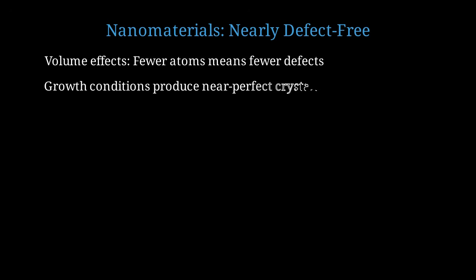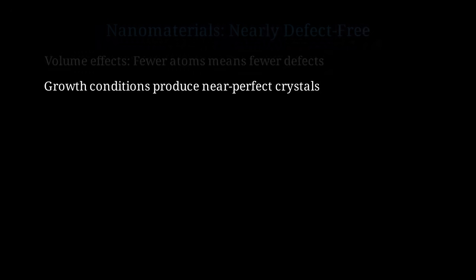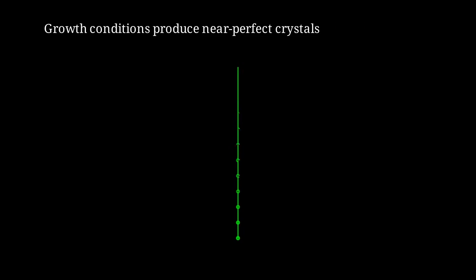Chemical vapor deposition and other growth techniques produce nanotubes and nanowires with extraordinarily few defects. This is a schematic of a perfect nanowire lattice. Every atom is in its ideal position, creating a flawless crystal structure. If nanomaterials are so perfect, why do they fracture under tiny perturbations? This is the heart of the paradox.